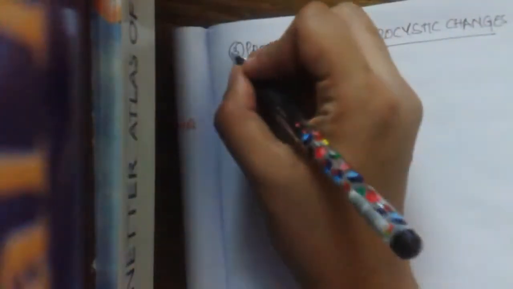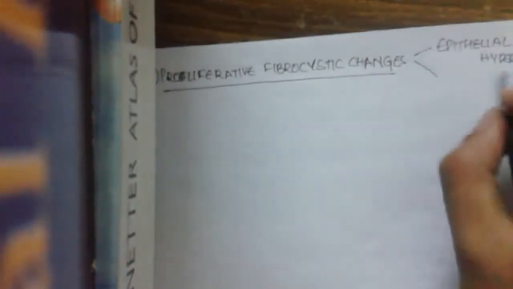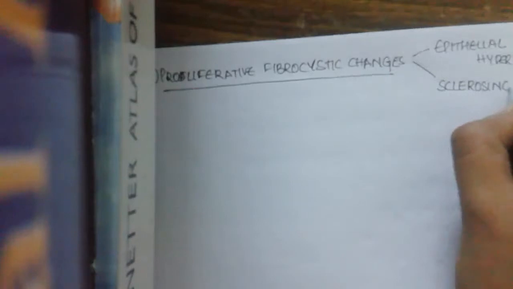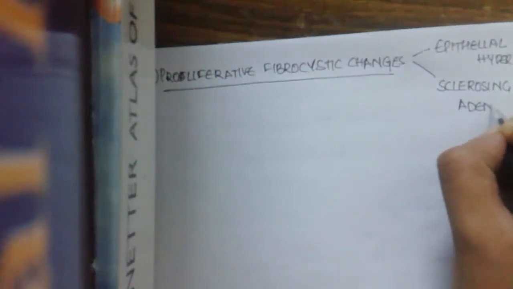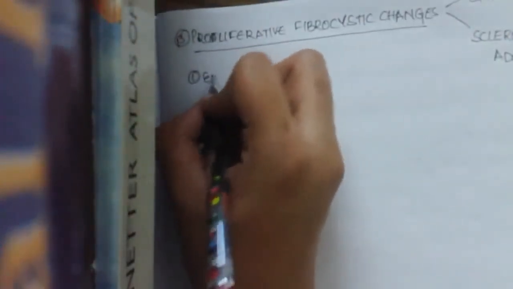Proliferative fibrocystic changes are of two types, which are epithelial hyperplasia, and the second one is sclerosing adenosis. So first let us deal with epithelial hyperplasia.